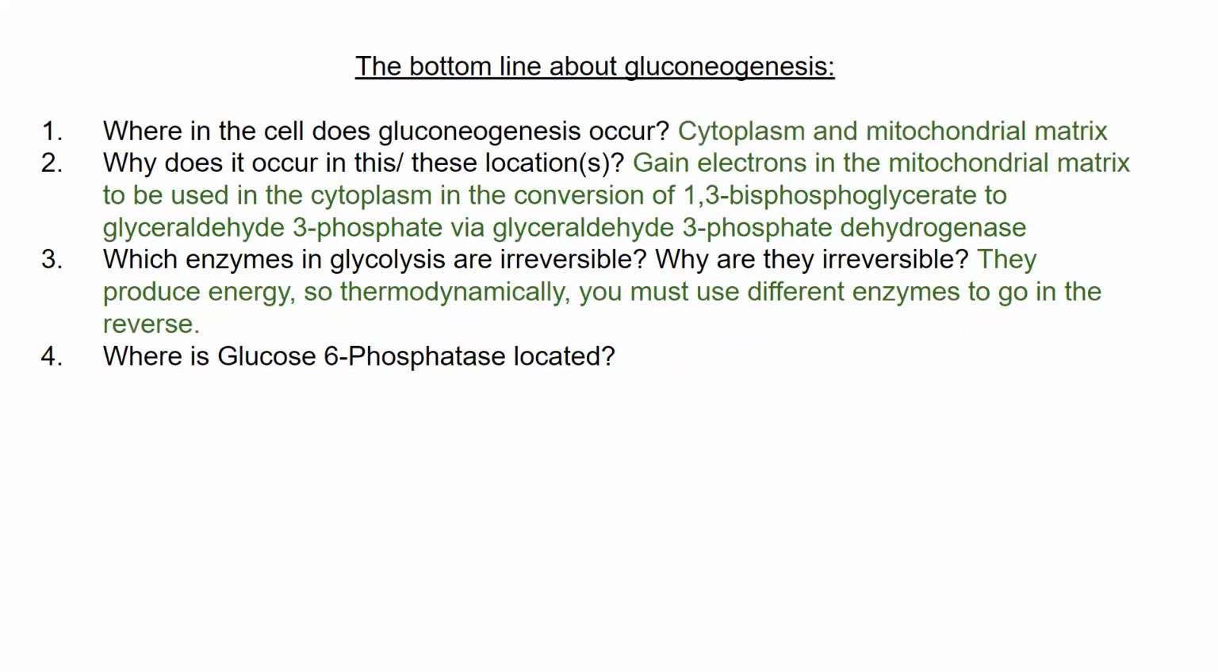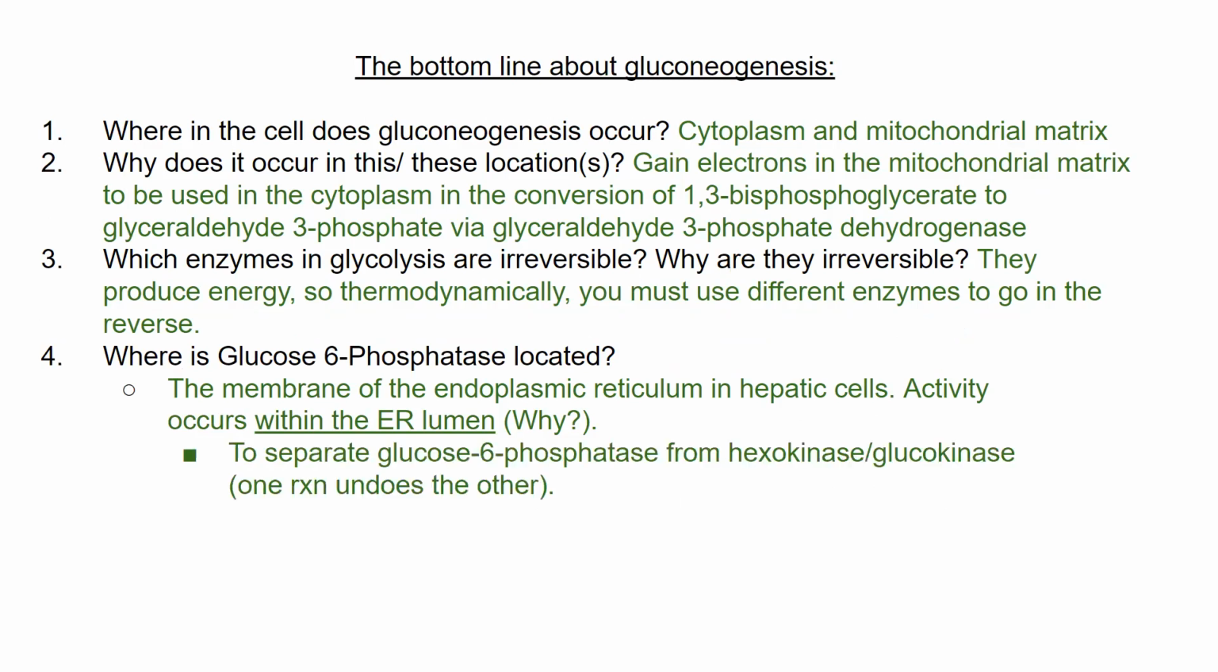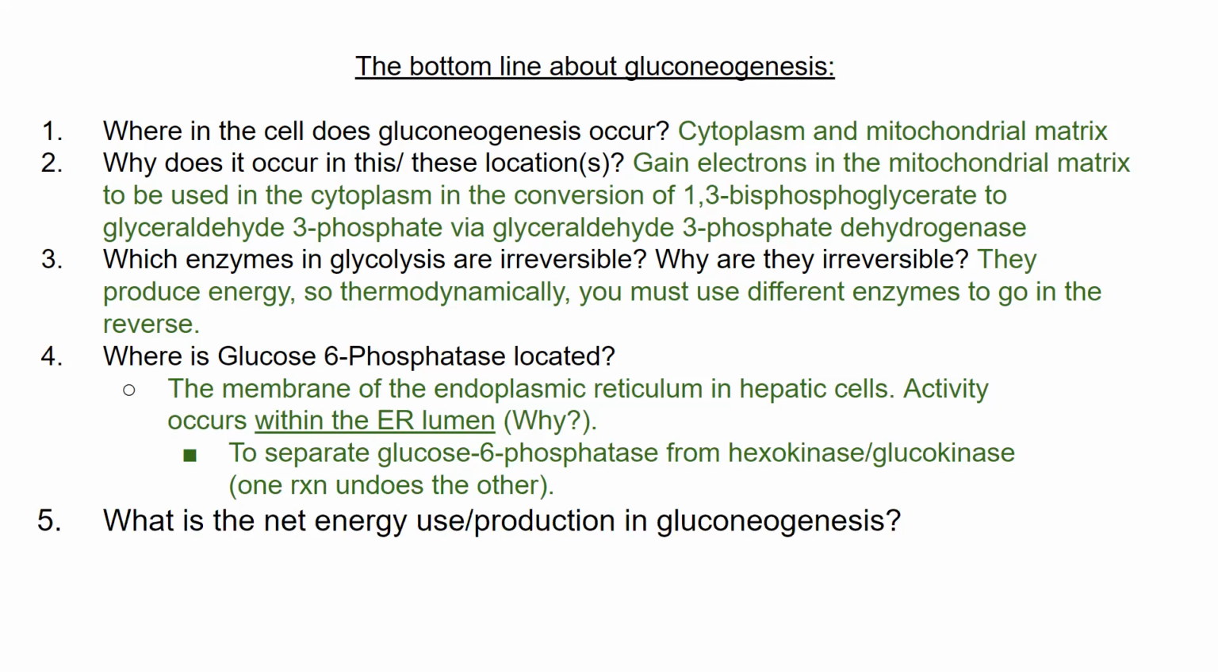Okay. The last step here. So where's glucose 6-phosphatase located? Does anybody know? It's in a weird spot. ER. Very good. Yeah. Why is it there? Good. Yeah. So you need to separate glucose 6-phosphatase from hexokinase because they're doing the opposite thing. So if you had them right next to each other, they would just undo each other's reactions constantly. But by isolating glucose 6-phosphatase into the ER lumen, you get to separate those 2 reactions. So I think it's important to know that. So just put a little star next to that. Okay. So what is the net energy use or production in gluconeogenesis?